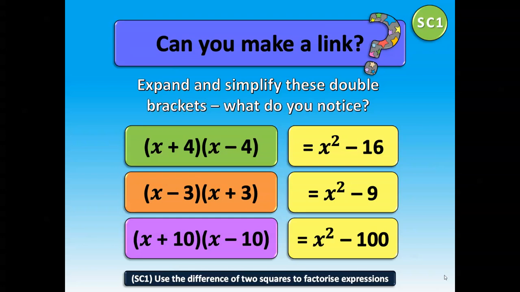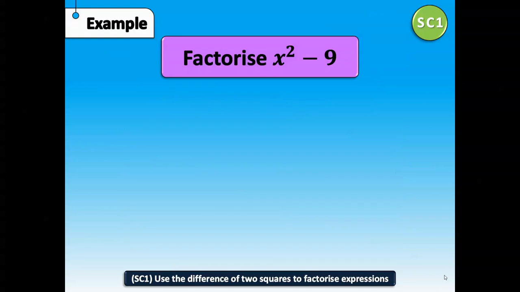So is there a link? Well, what you should have seen is that it made an x squared and then a squared number. And it's the square number of the number in the bracket. So if we want to factorize x squared minus 9, we can simply square root x squared and square root 9.